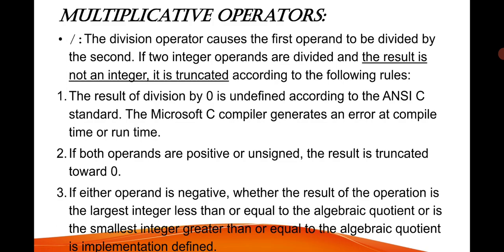1. The result of division by 0 is undefined according to the ANSI C standard. The Microsoft C compiler generates an error at compile time or runtime. If both operands are positive or unsigned, the result is truncated towards 0. If either operand is negative, whether the result of the operation is the largest integer less than or equal to the algebraic quotient or the smallest integer greater than or equal to the algebraic quotient is implementation defined.